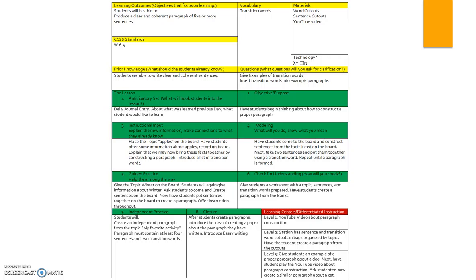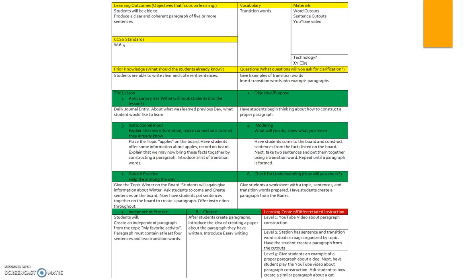The anticipatory set will be a daily journal entry. In order to do this, you will place a topic on the board and have students create information recorded on the board and have them create sentences from said information. Next, the instructor will create a paragraph from these sentences in order to model for the students how to create a proper paragraph. For guided paragraph, they will give the topic of winter on the board.